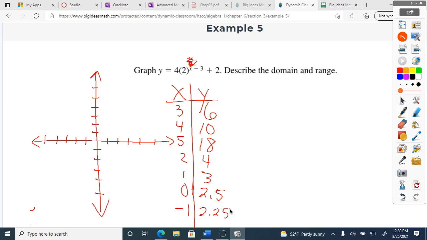So, watch my points here, okay? We got 3, 6. 1, 2, 3. Up to 6 would be right about there. 4, 10. I'm not going to worry about graphing this one or this one. 2, 4 would be right here. 1, 3. 0, 2.5. -1, 2.25. What am I approaching that I'm not going to cross? Not 0 this time. 2. There's an understood line right here that I'm not crossing.